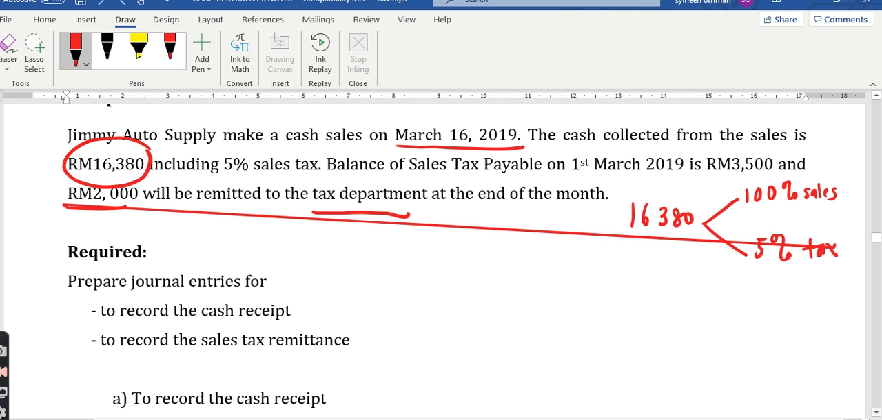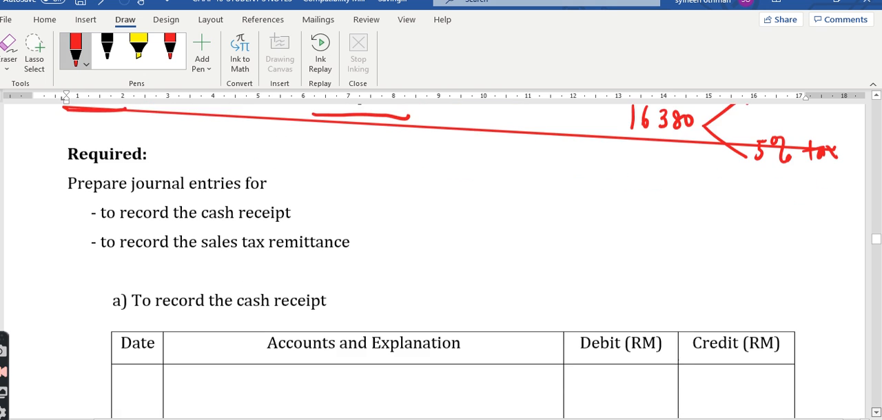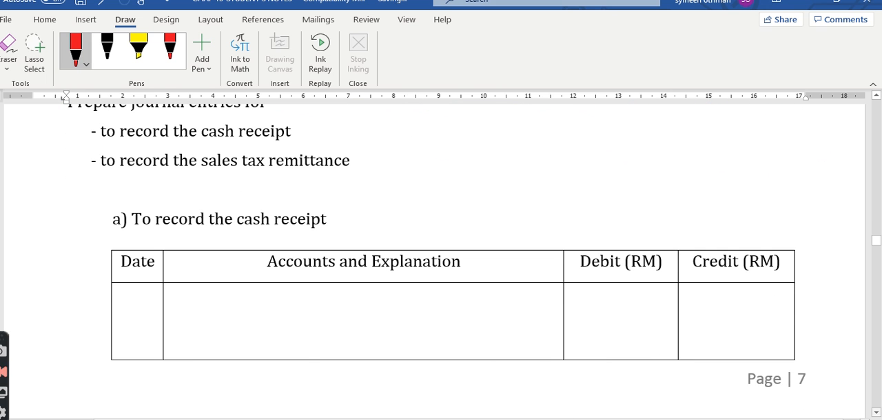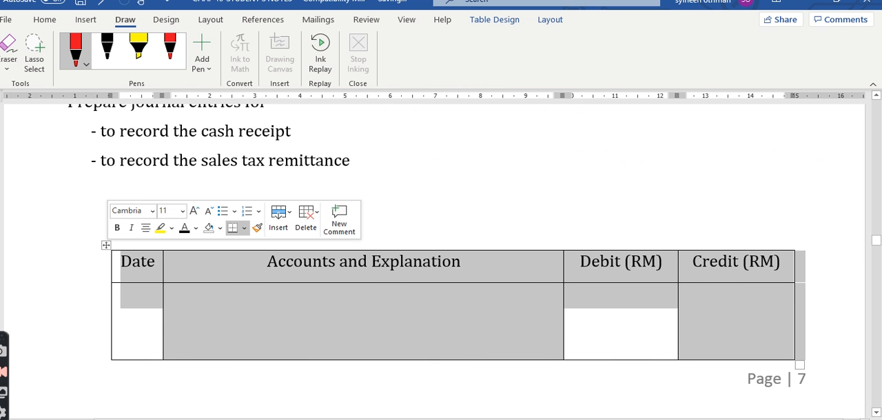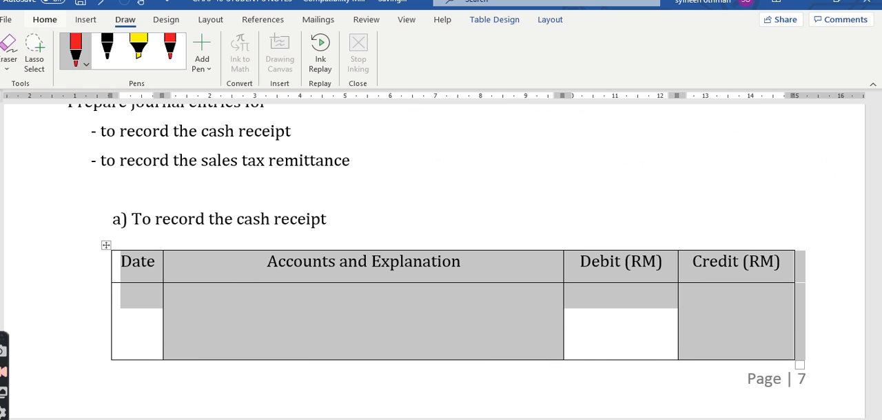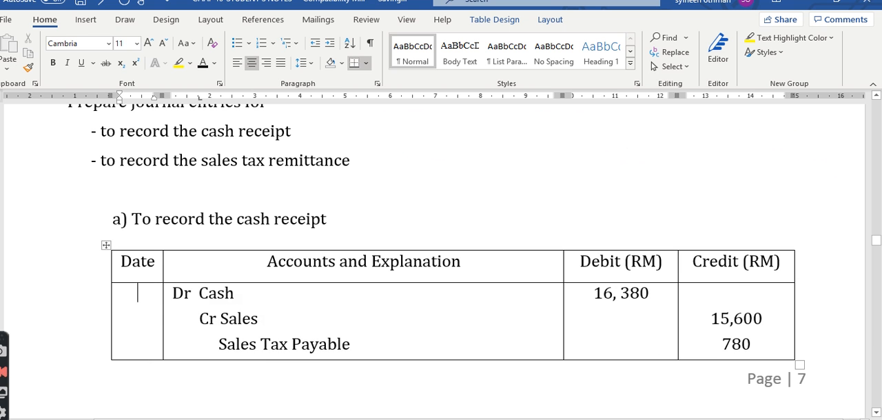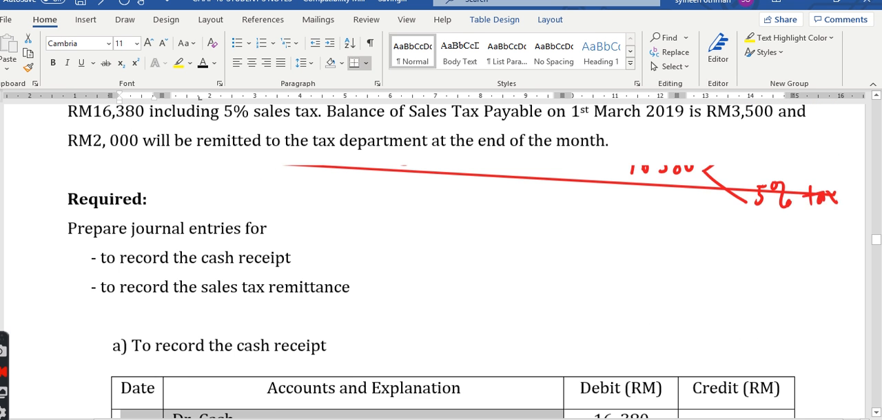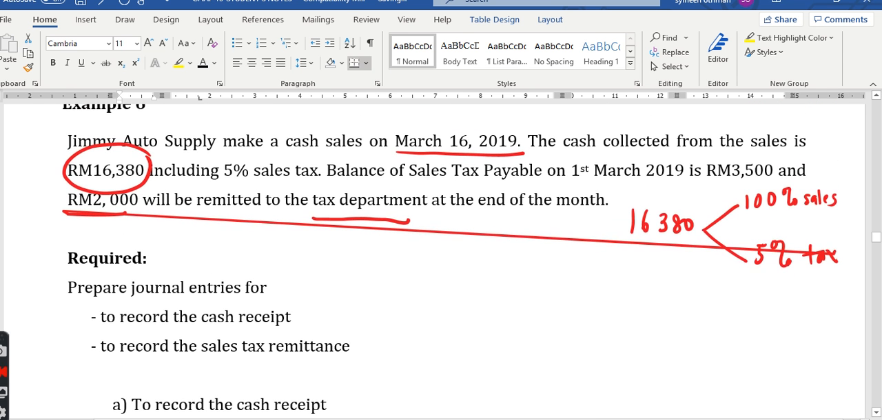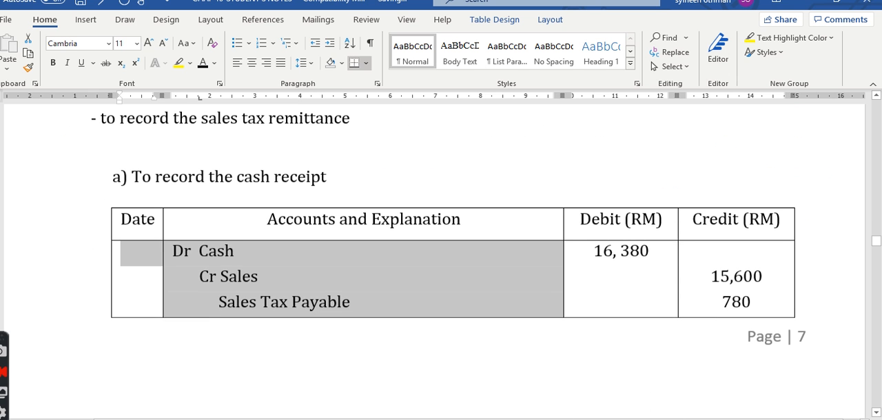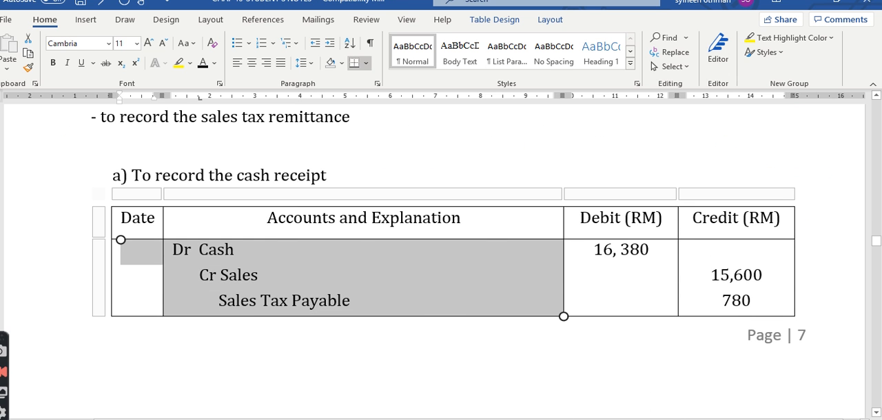Okay, and then we need to record the tax remittance. How do I record the cash receipt? The cash receipt is based on your sales amount. So you made your sales on this particular date. The sale that you made earlier is on March 16, 2019. So we will debit cash as usual.